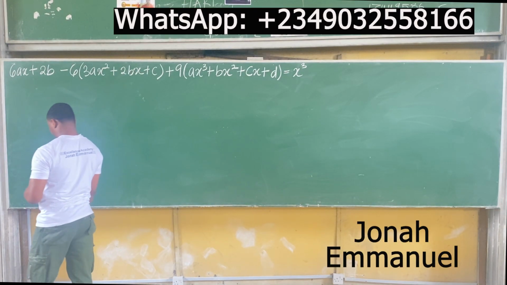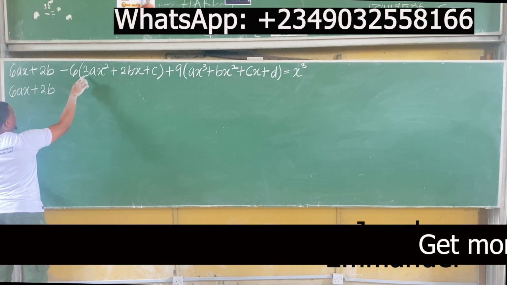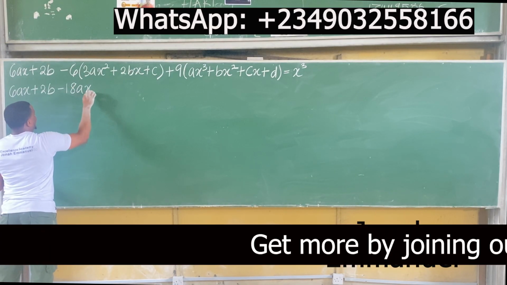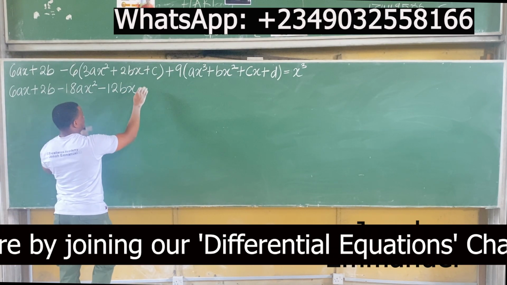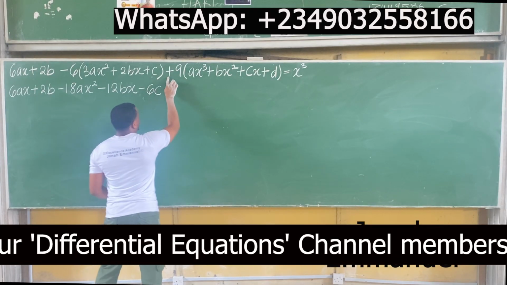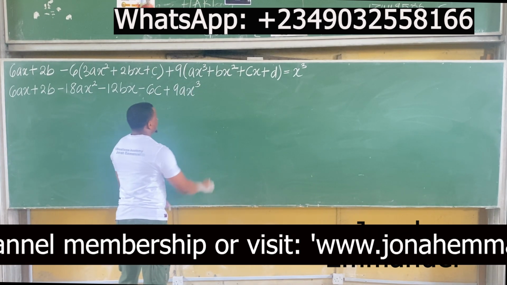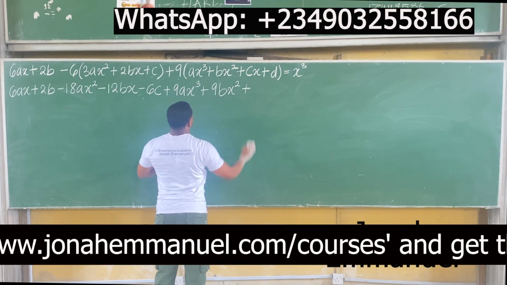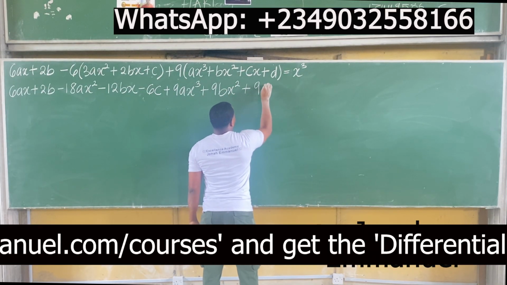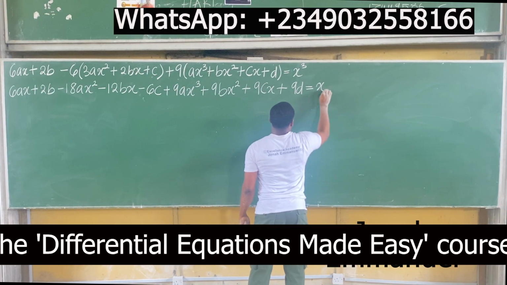Let's expand this bracket. This gives you what there? 6ax plus 2b minus 6 times 3, 18ax squared, minus 6 times 2, minus 12bx, minus 6 times c, minus 6c, plus 9 times a, 9ax cubed, plus 9 times b, 9bx squared, plus 9 times cx, 9cx, plus 9 times d, 9d, is equal to x cubed.